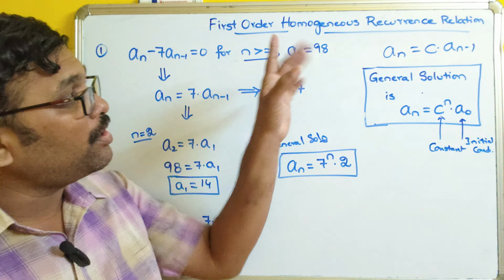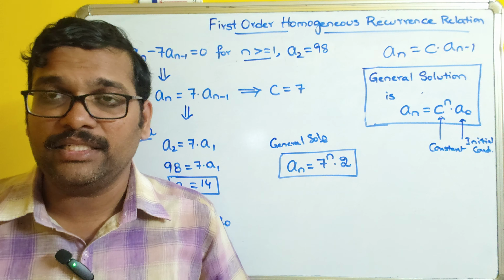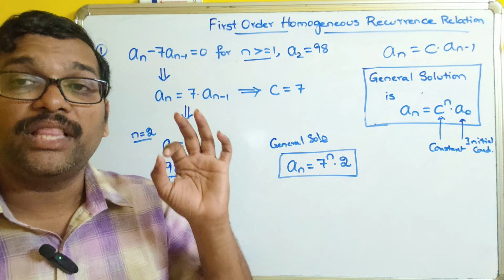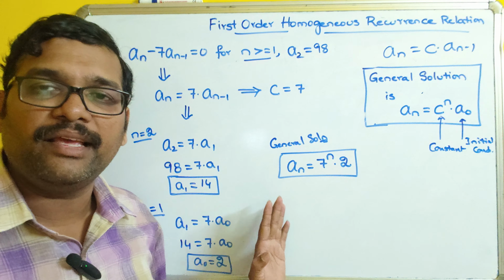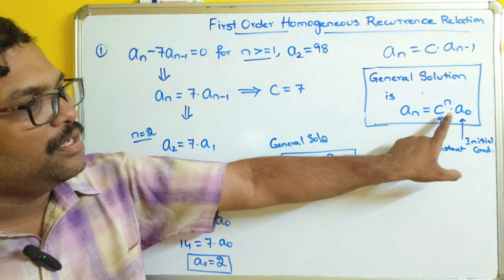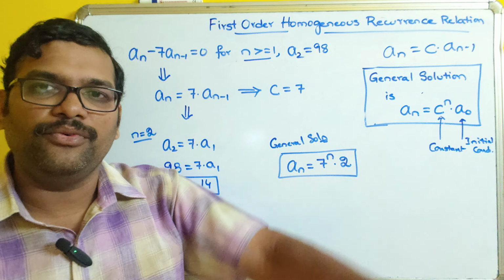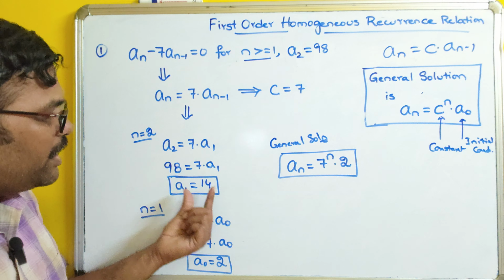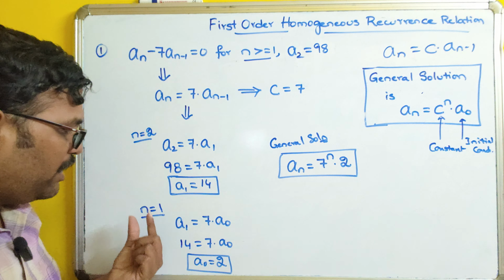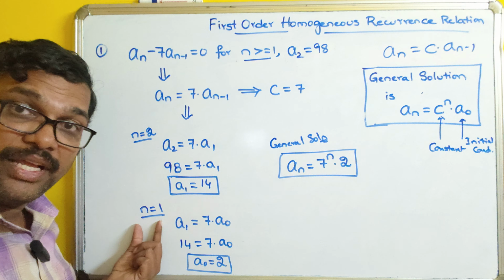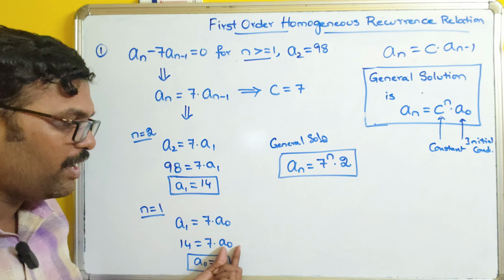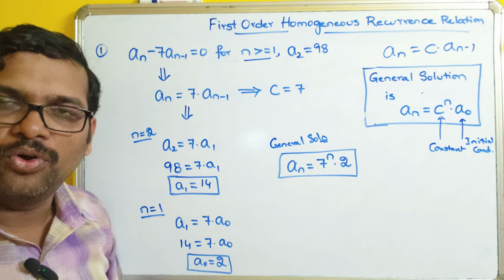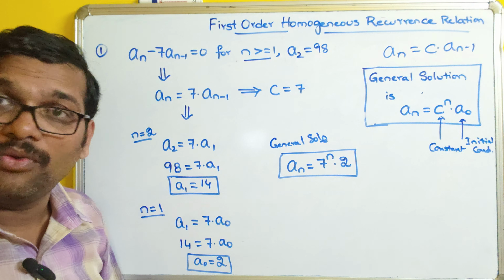So here we have not been given the initial condition. Here we have been given the a2 value. With the help of a2 we need to find a0, because the general solution contains the a0 value. So we substitute n as 2 to get the a1 value, and if we substitute n is equal to 1, we get the a0 value. So obviously we will get the general solution. Hope you understood this. So let us solve one more example.